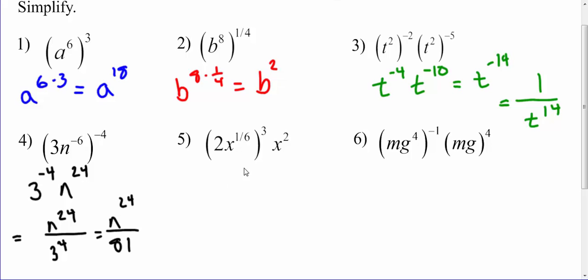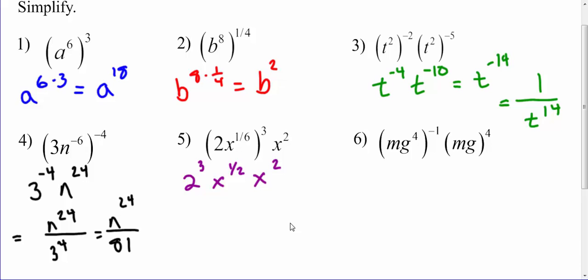Number 5. Again, we have an exponent that's applying to multiple terms. I'm going to go ahead and write this out one piece at a time. That's 2 to the third. X to the 1/6 times 3 would be 1/2, or 3/6. And then finally times x squared.